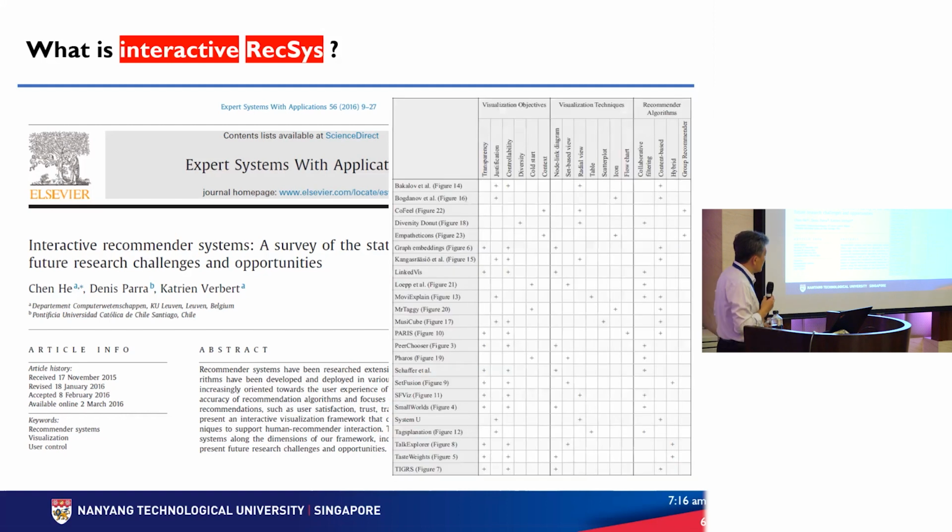So they have a survey here. You see the visualization objectives, visualization techniques, recommender algorithms, and here are all the systems. They pretty much emphasize visualization because that is the interface between the user and the system, right? Because you want to encourage interaction, of course, you need to provide an attractive interface so that people are able to interact with you, right?